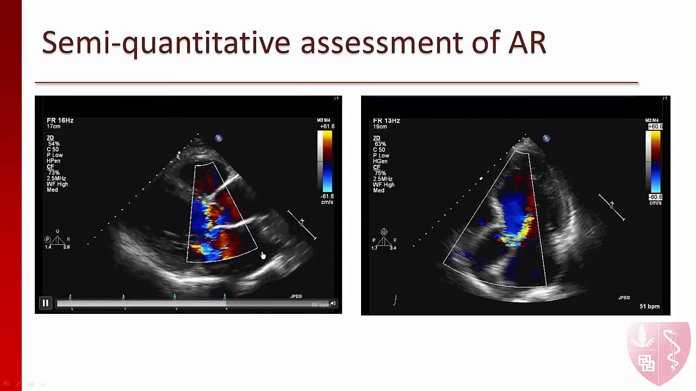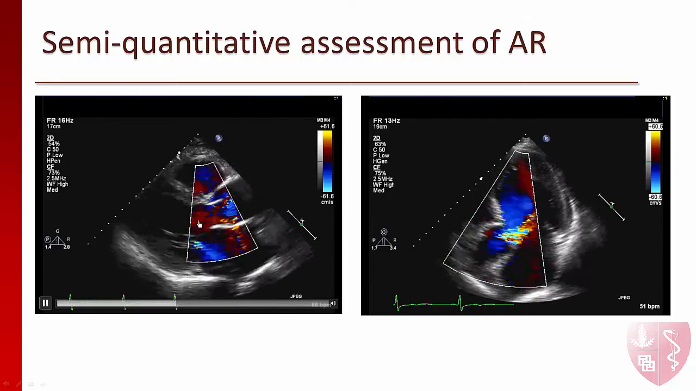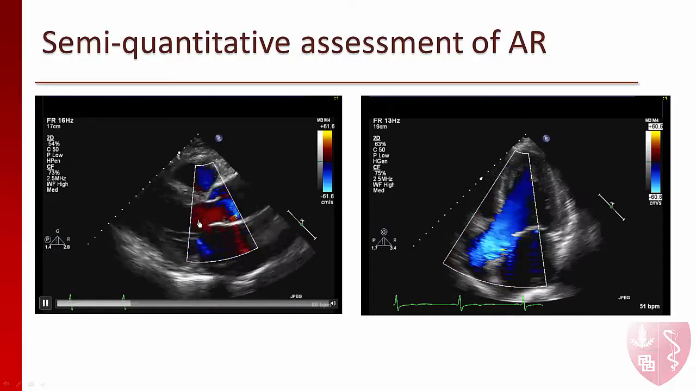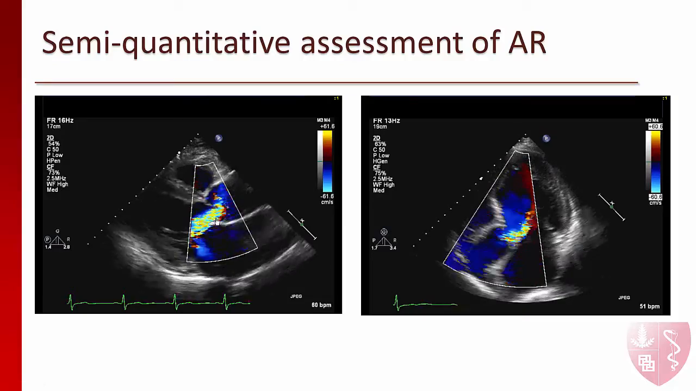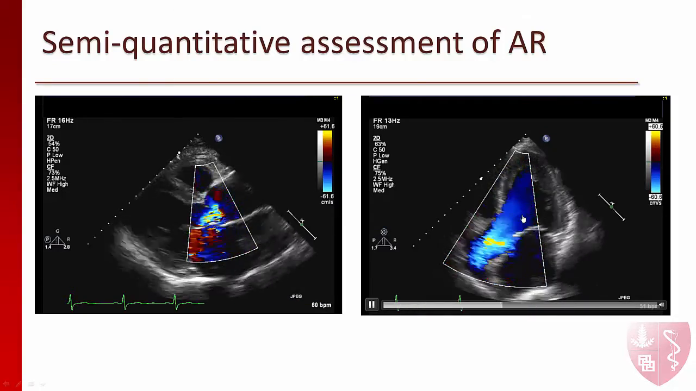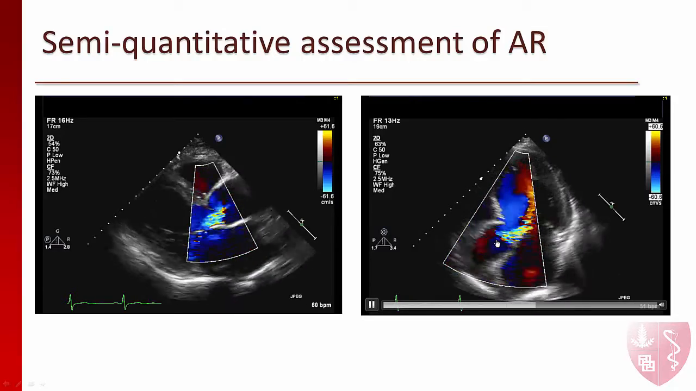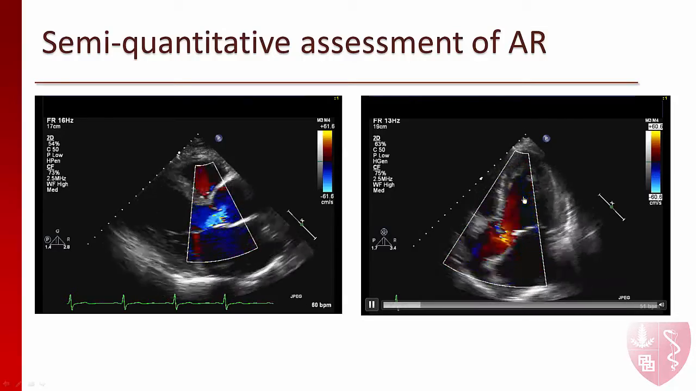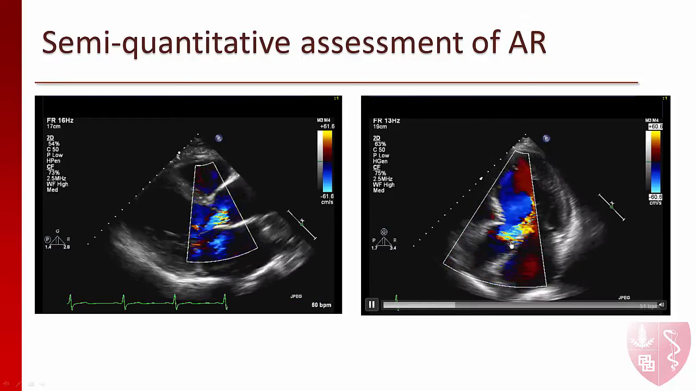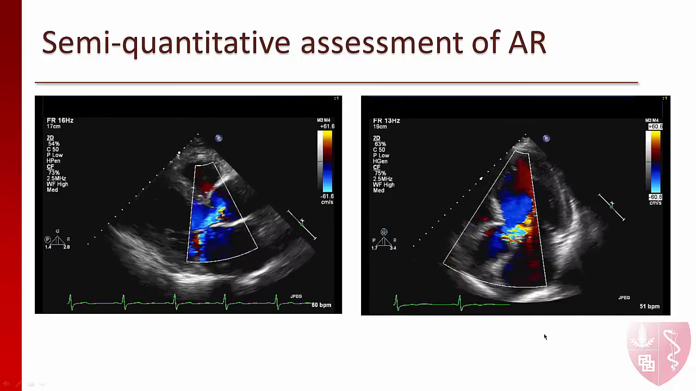In that example here, you see that the jet is a little bit wider. It's going a little bit further into the left ventricle in the parasternal axis view, but there's not that much difference. But if you move to the apical 4-chamber view, 5-chamber view, you can see that the amount of regurgitant jet is much more important than previously. Okay, it's going to mid-ventricle, so this would be a mild to moderate aortic regurgitation.